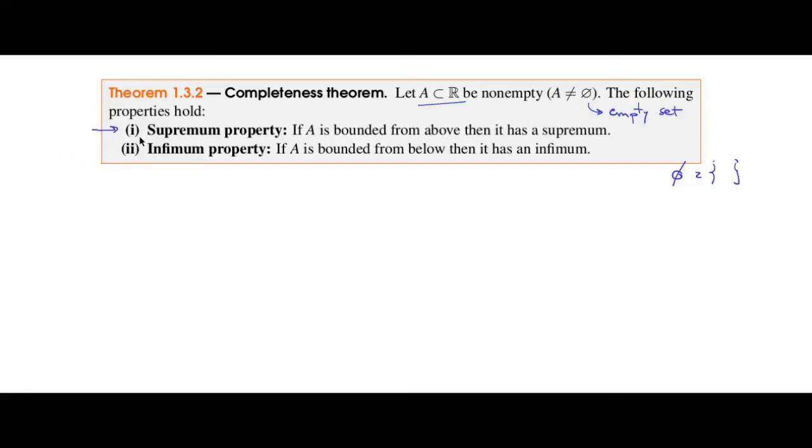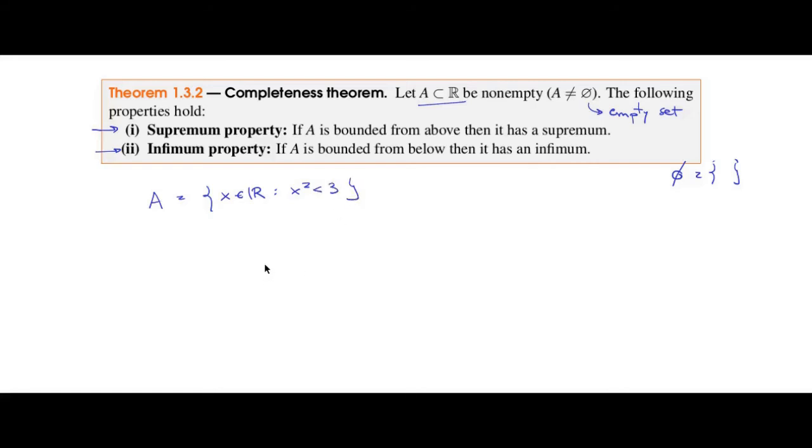The first one is the supremum property: if A is bounded from above, then it has a supremum. And the infimum property is that if A is bounded from below, then it has an infimum. Okay? So for instance, if we have the set A, the set of all real numbers x such that x squared is smaller than 3.